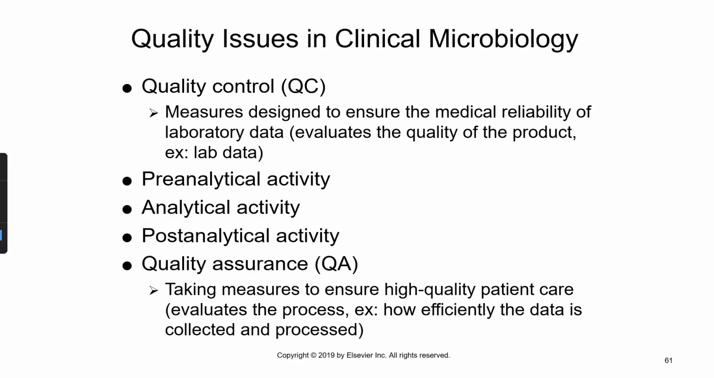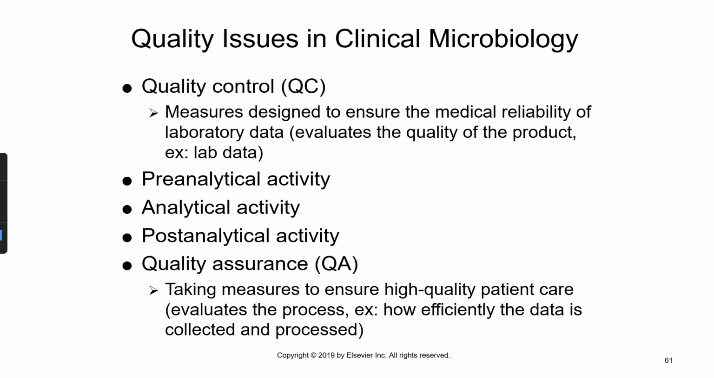Quality control is a set of measures designed to ensure the medical reliability of laboratory data. This evaluates the quality of the product, in this case, the lab data. Say a patient's specimen comes down to the lab and we culture it on some media, but the media happened to be expired. Then we see that nothing grew. If nothing grows, we would report up to the floor that nothing grew, and we would assume the patient maybe doesn't have an infection. But there was a quality issue: the media we used to culture the microorganisms was expired. That's the problem, and that is where quality control would catch it.